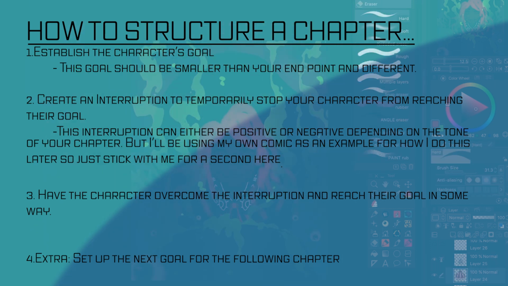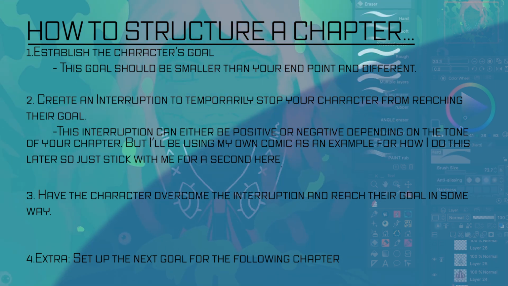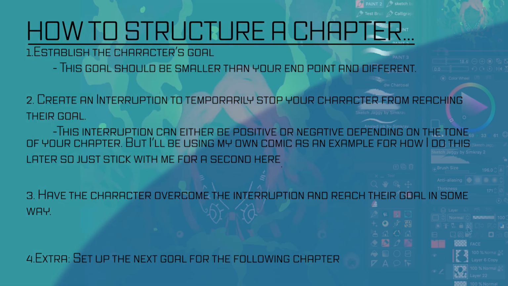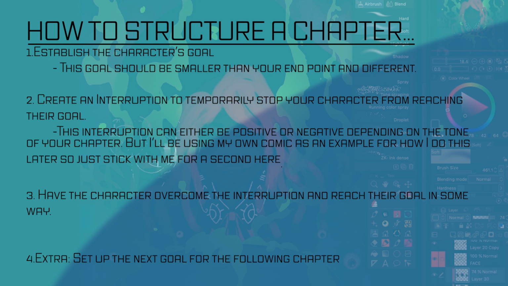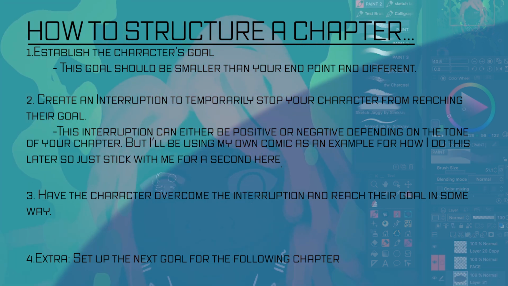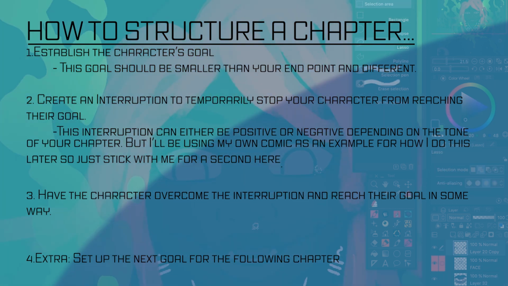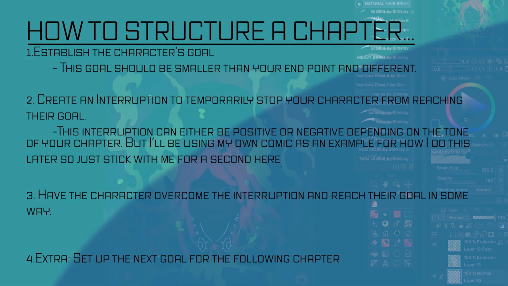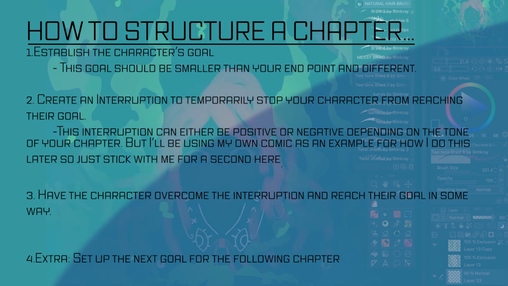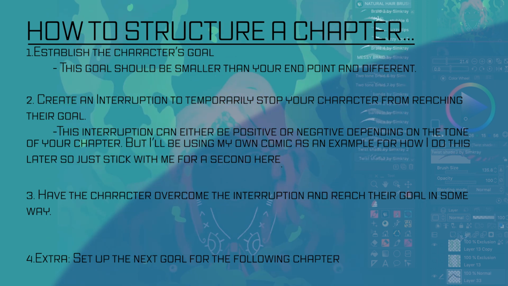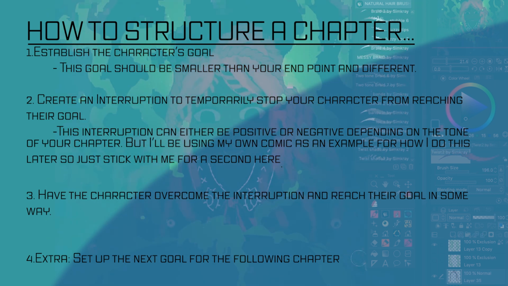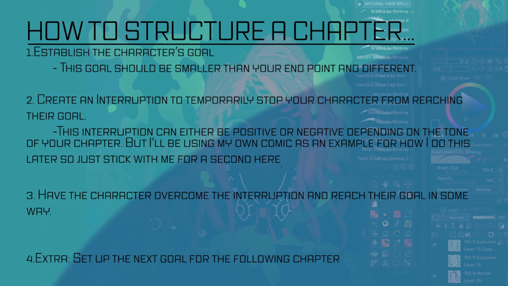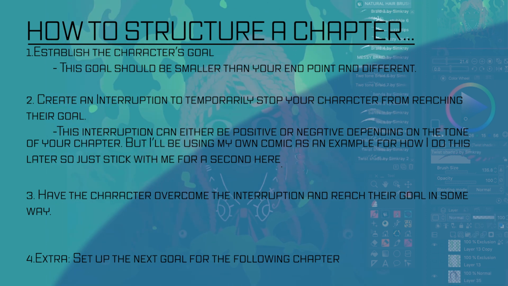1. Establish the character's goal. This goal should be smaller than your endpoint and different from it. 2. Create an interruption to temporarily stop your character from reaching their goal. This interruption can either be positive or negative, depending on the tone of your chapter, but I'll be using my own comic as an example for how I do this later, so just stick with me for a second here. 3. Have the character overcome the interruption and reach their goal in some way.